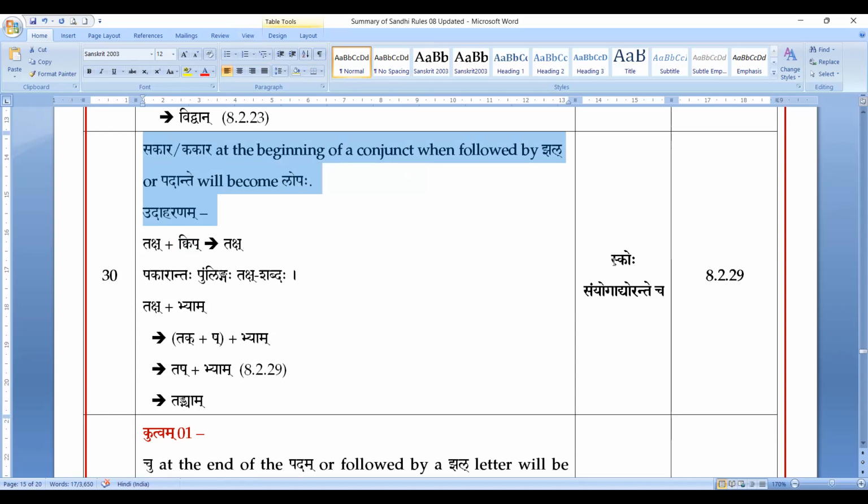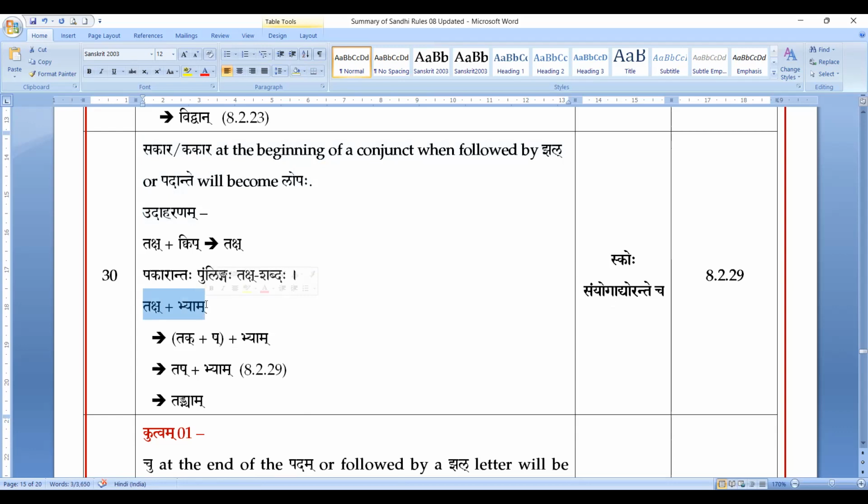Skoh Sanyogadi Ante Cha. Skoh means Sakara and Kakara, which are at the beginning of the Sanyoga. The conjunct consonant at the end of a padam, followed by jal and having Sakara or Kakara as its first letter, will vanish. That will be dropped. For example, Taksh plus Bhyam.